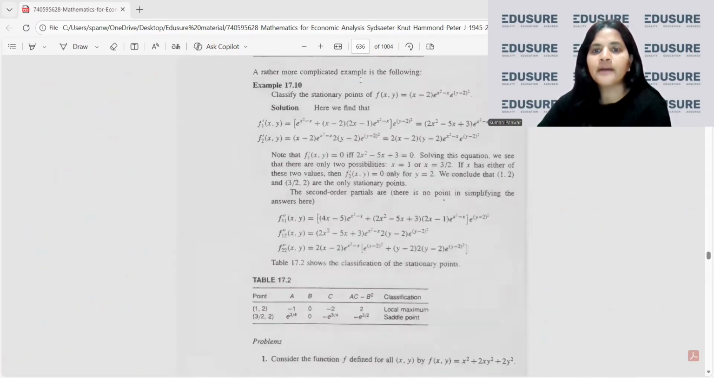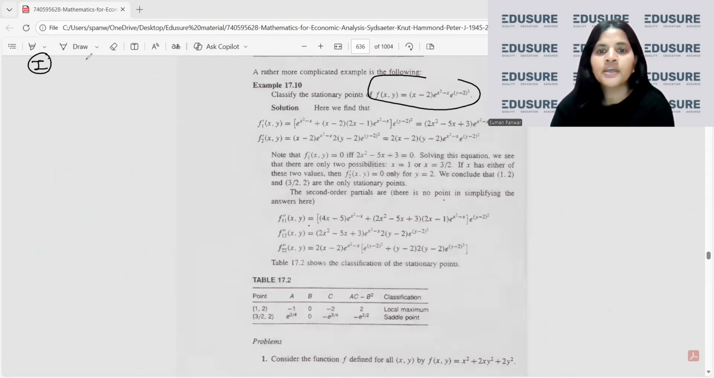Let us look at this particular example. Classify the stationary points of f(x, y) = (x - 2) e^(x² - x) (e^(y - 2))². So this is our function. First of all, try to calculate the first order derivative. So let us calculate the derivative with respect to x.